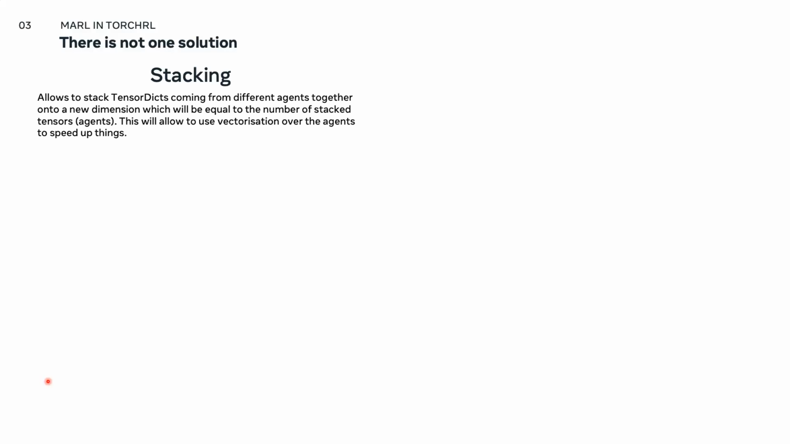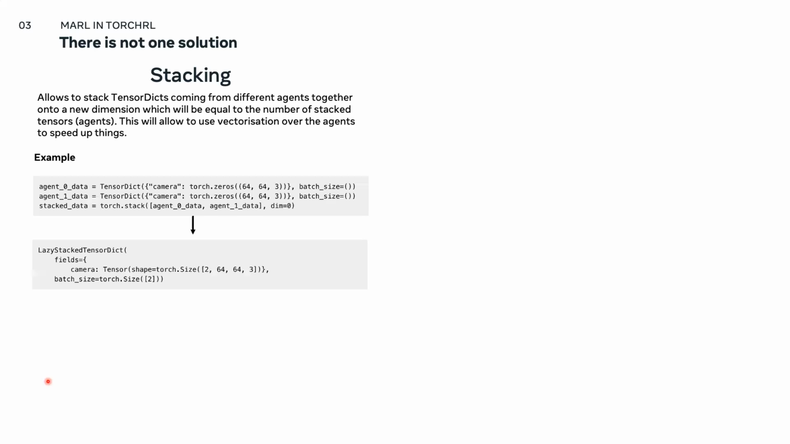So the main two solutions that we saw here, looking at how other libraries deal with these, are these. First, you can think of stacking the agent data. And stacking basically means that you will take data coming from different agents, and you will stack it in a new tensor, where you will have a new dimension representing the number of agents. And this will allow you to use vectorization over the agents to speed up things for computation.